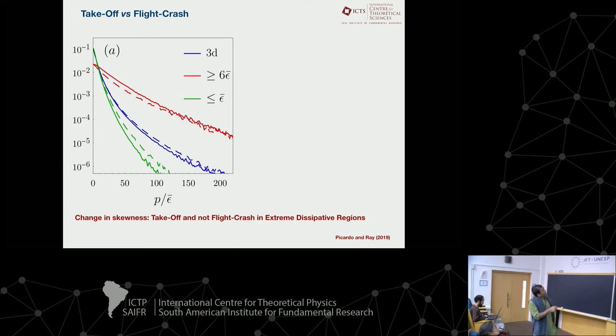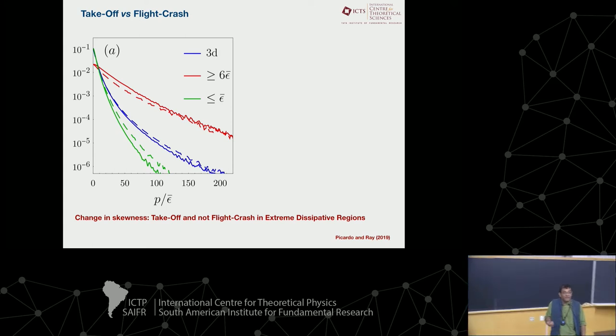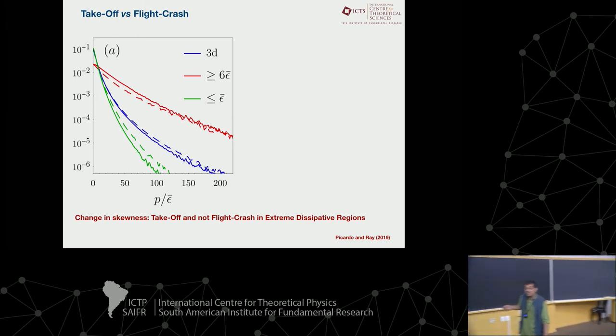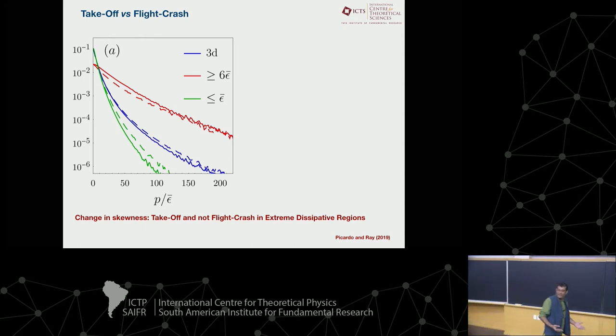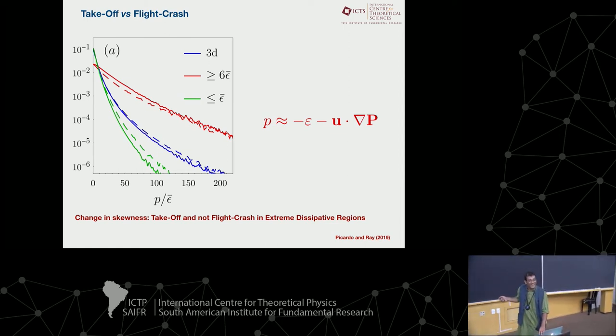You see something rather curious. If you look at the red, the dashed line remains below the solid line. So here, actually, the negative skewness is lost. This is really counterintuitive, in the sense that in regions which in the Eulerian sense are strongly intermittent, the Lagrangian particles, if they were just confined there, would not lose energy, but would actually gain energy. This is rather strange because you would expect the particle to dissipate energy in these basins of strong dissipation, right? So what we were able to say is essentially that the trajectories actually don't flight-crash, but actually take off in these regions.